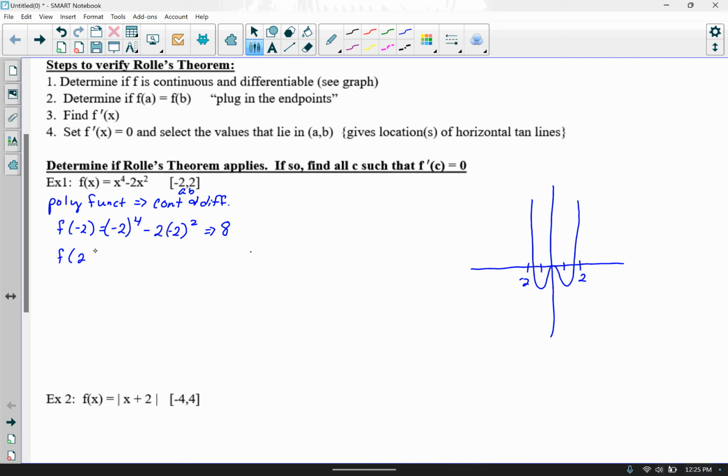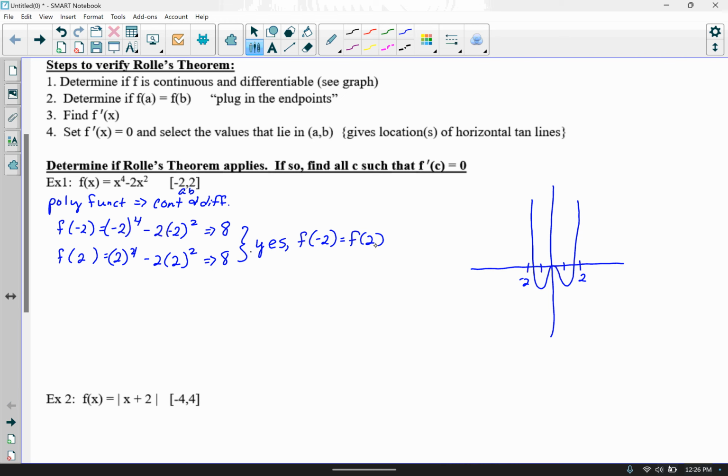Likewise, I'm going to plug in the upper endpoint. So everywhere I see an x, I'm going to plug in 2. So I have 2 to the 4th minus 2 times 2 squared. And if you put that in your calculator or evaluate it, you should also land at +8. And so now what we're finding here is that, yes, f of a equals f of b. So f of -2 equals f of positive 2. So the two stipulations for Rolle's theorem have been verified, so we're good to go.